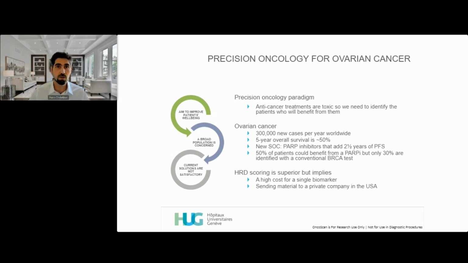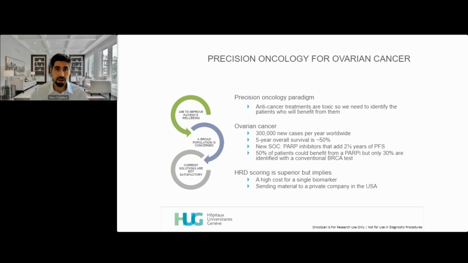So precision oncology for ovarian cancer. I guess everybody has heard about precision oncology. And the whole paradigm behind it is that when you give an anti-cancer treatment, usually it's toxic. So you want to make sure that you give it to the people who will benefit the most from them.